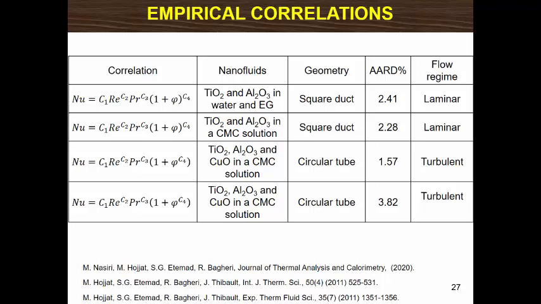2 correlations for the laminar flow of Newtonian nanofluids in a square channel, and 2 correlations for the turbulent flow of non-Newtonian nanofluids through a circular tube. Numerous correlations have been presented in other research that can be found in review articles in this field. In addition to experimental studies, many researchers have used numerical simulations to determine the behavior of nanofluids. In numerical simulation of nanofluid behavior, 3 methods of single-phase, 2-phase, and dispersion have been used.